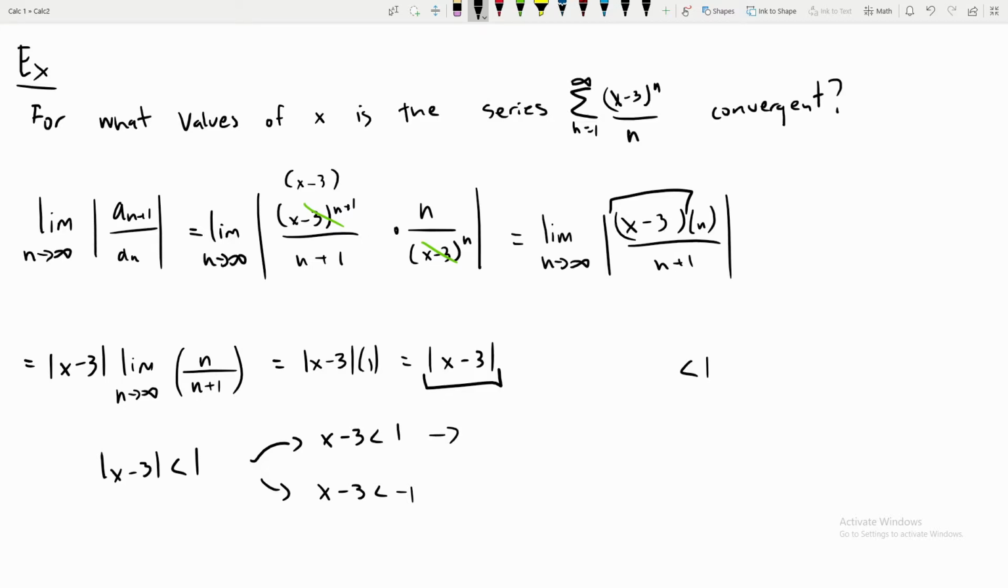So let's solve this one right here. Basically, all we need to do is bring this 3 over to the other side, and we're going to get that x is less than 4. And for this other condition, we're just going to solve, and it's going to leave us with x is greater than 2. So for these two conditions, when x is between 2 and 4, this series right here will be convergent. And you can see why I stressed that you understand the ratio test, because we will be using it for examples like this.